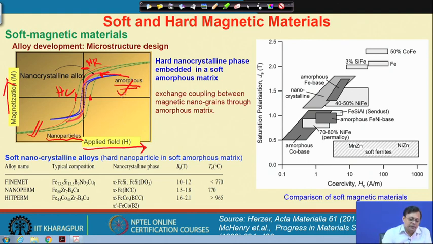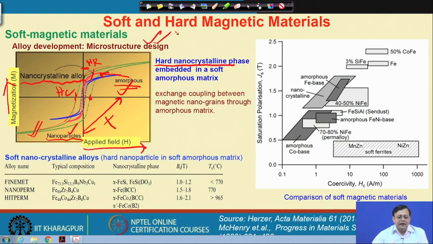However, if we can couple these nanoparticle and amorphous phases together, then we can produce some nanocrystalline alloy, and that will have some optimized properties. Okay. So, this is the aim of the development. Now, here again we think about microstructure design by combining a soft amorphous matrix and a hard nanocrystalline phase, and that is a desired microstructure to achieve a good exchange coupling between the magnetic nanograins through the amorphous matrix.